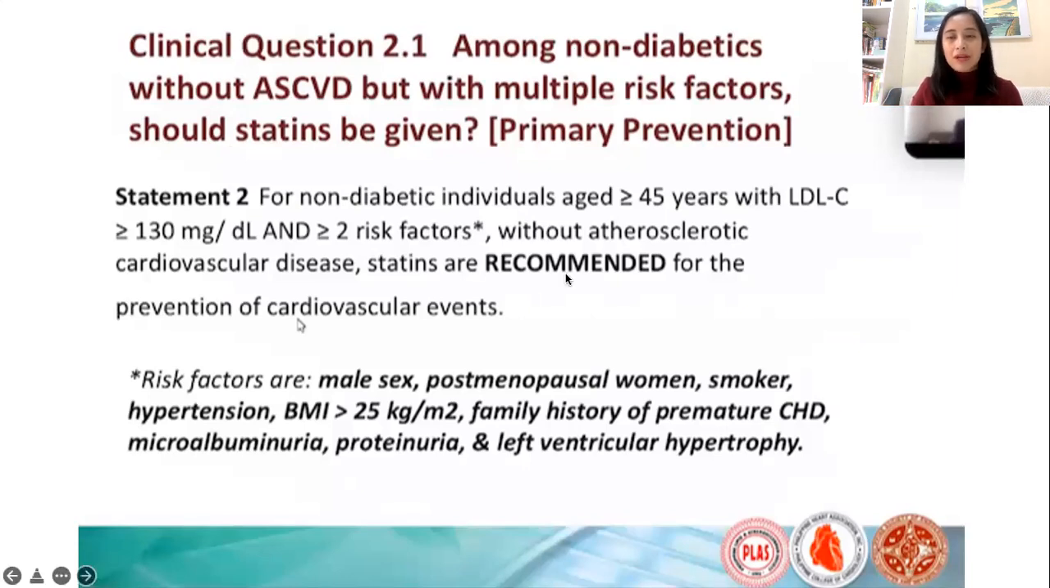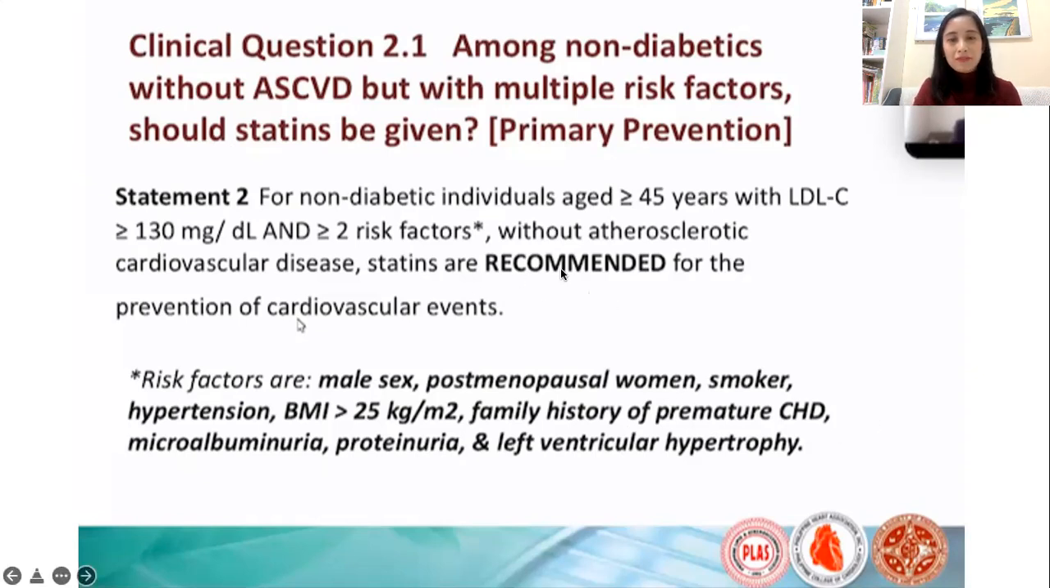So I just picked out some of the clinical questions, and these slides were taken from the presentation of the clinical practice guidelines back in 2020. Among patients with no diabetes and without atherosclerotic cardiovascular disease, but with multiple risk factors, should statins be given for primary prevention? Primary prevention meaning the patient has not had any cardiovascular event yet.